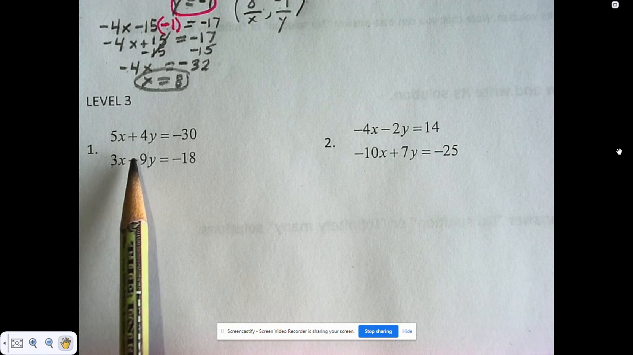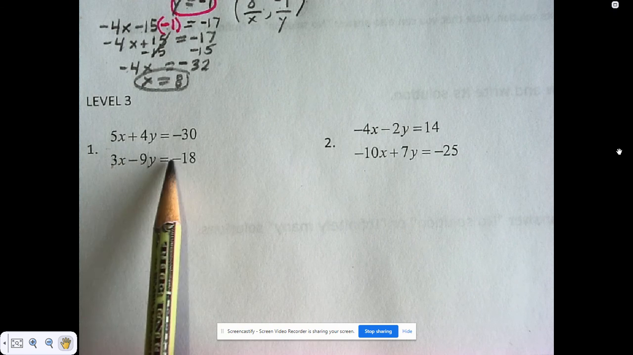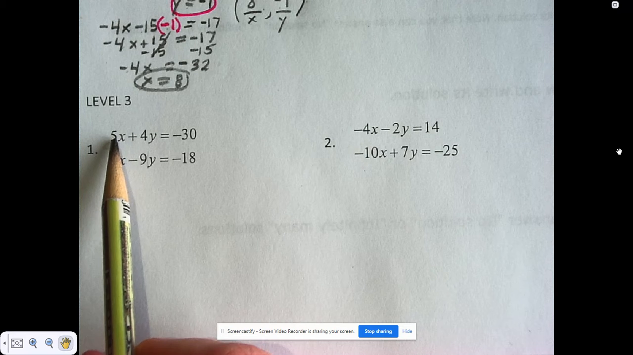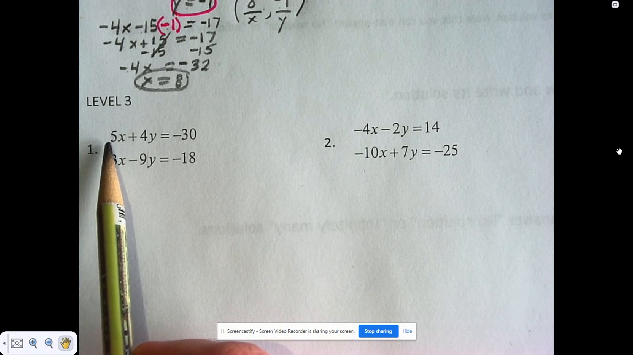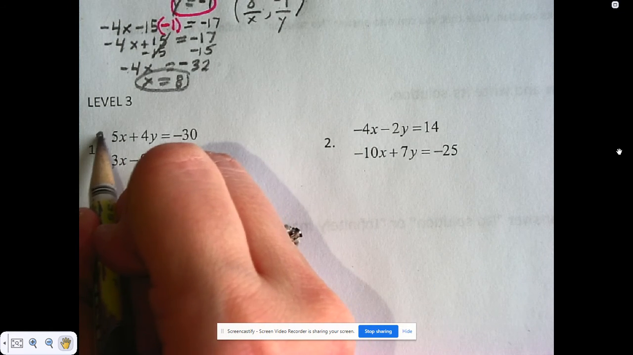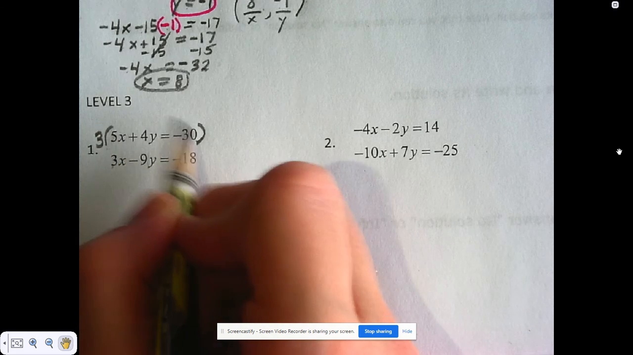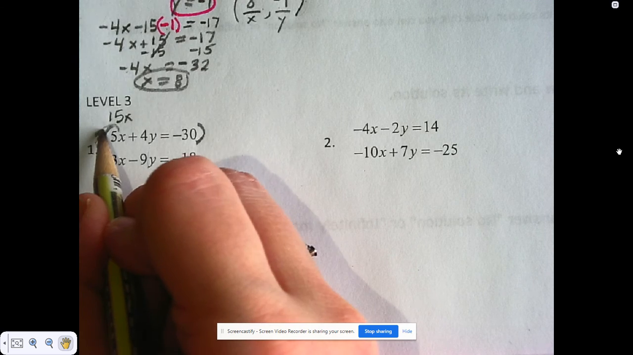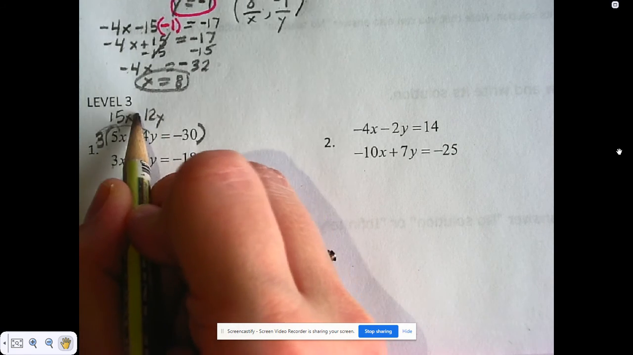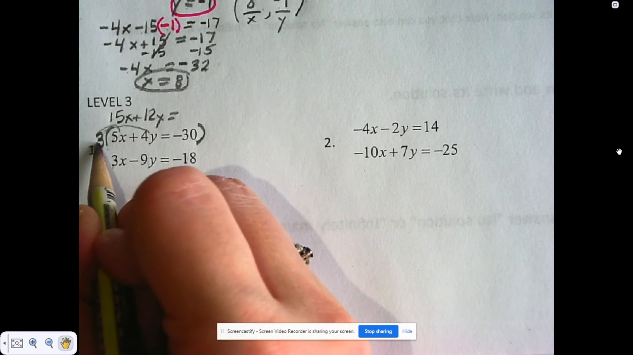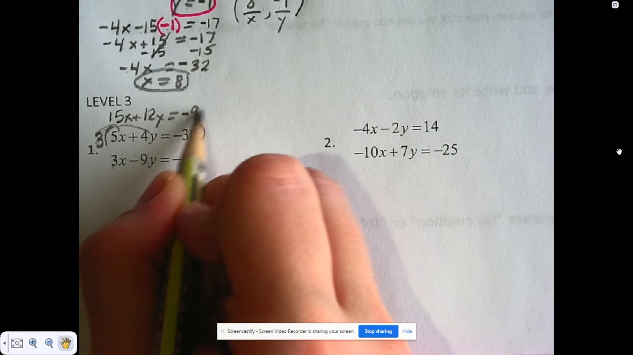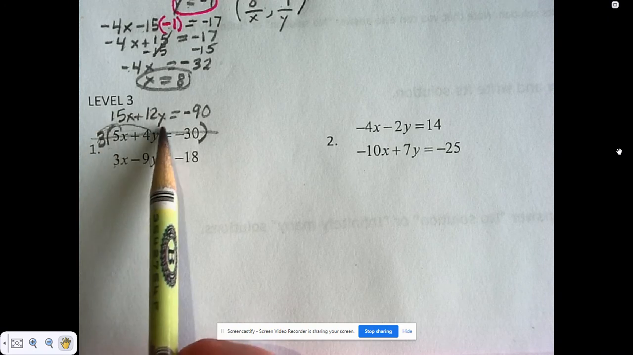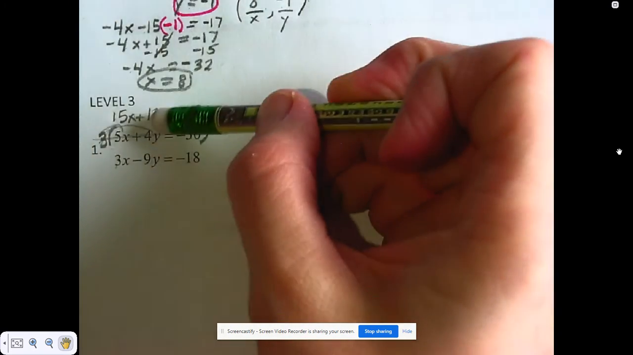That means I'm going to have to multiply both of these equations. I'm going to take a look and see, well, 5 and 3 both go into 15, so I'm probably going to be multiplying these. So I'm going to go ahead and multiply this by 3, the whole entire thing. So 3 times 5x is 15x. 3 times 4y is 12y. The plus stays, the equal stays. 3 times -30 is -90. So I have created a new equation from this. Again, that's a y, not an x.